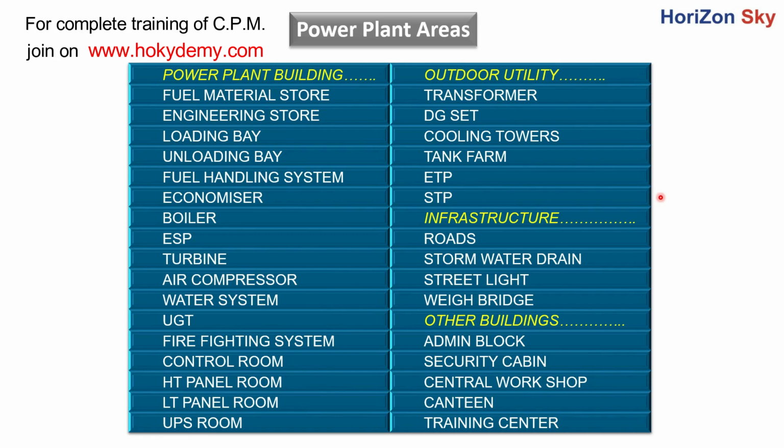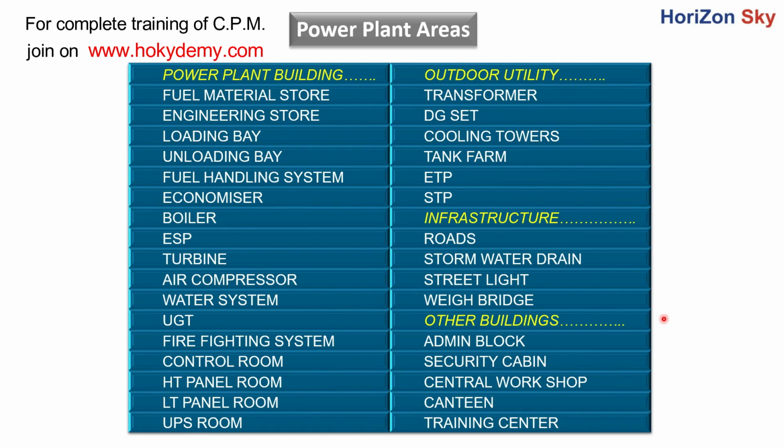Then we have the infrastructural area. These are also the same. In a power plant also, roads are needed for transportation, stormwater drainage is needed, street lights are mandatory, and a weighing bridge will be needed for the fuel material that we are receiving. Then the other buildings will be the admin block and the security cabin. These are the same. Now a central workshop will be there in power plant areas.